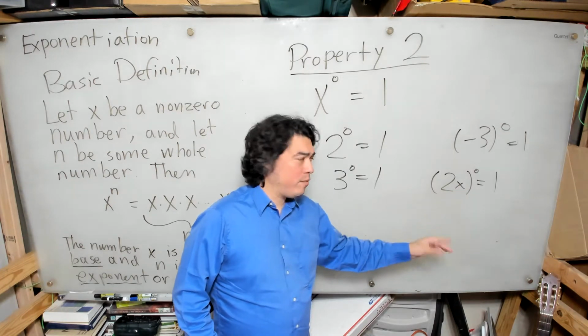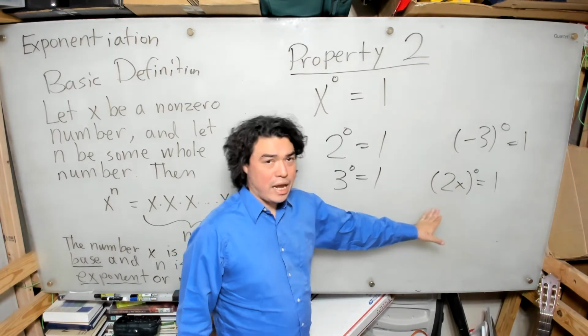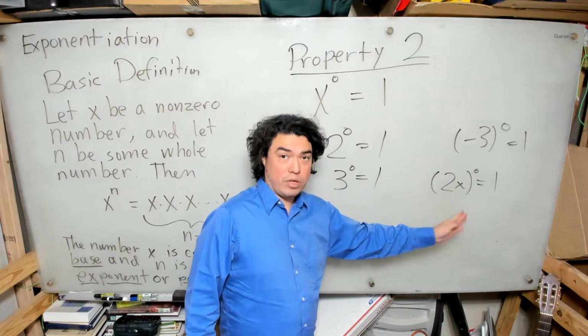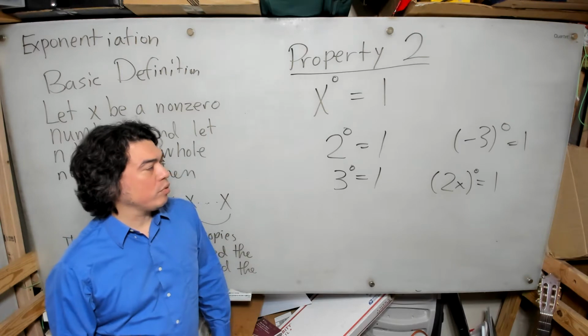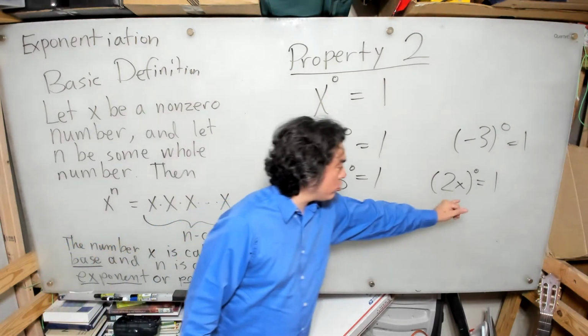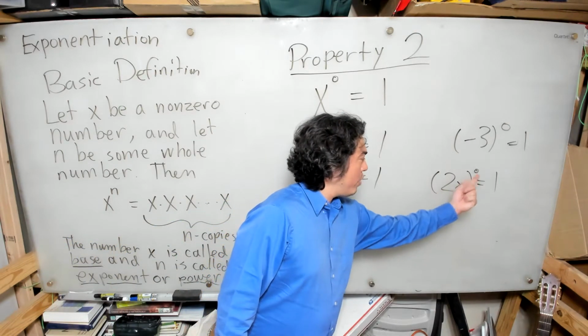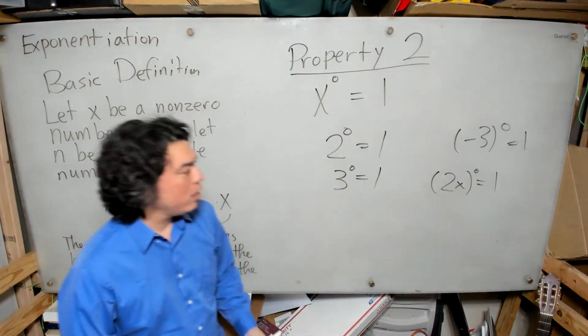If it had been 2x to the 0 without the parentheses, then it would not have equaled 1. But we're going to discuss that later, okay? That has to do with the order of operations. But as written here, 2x in parentheses raised to the 0 power is equal to 1, okay?